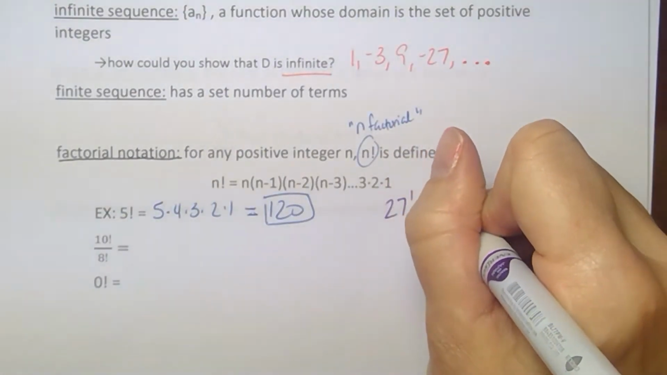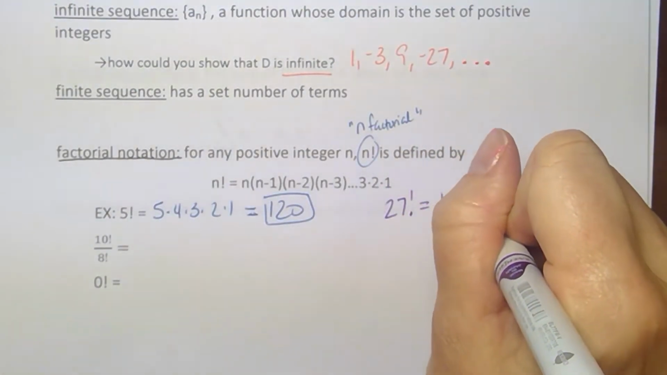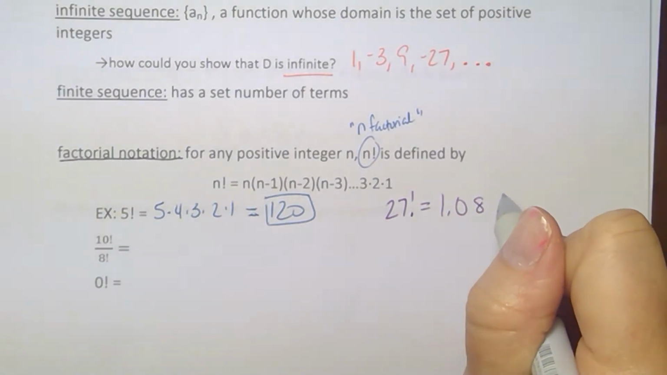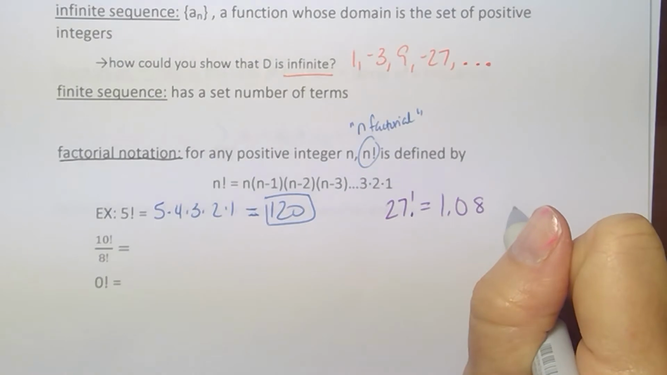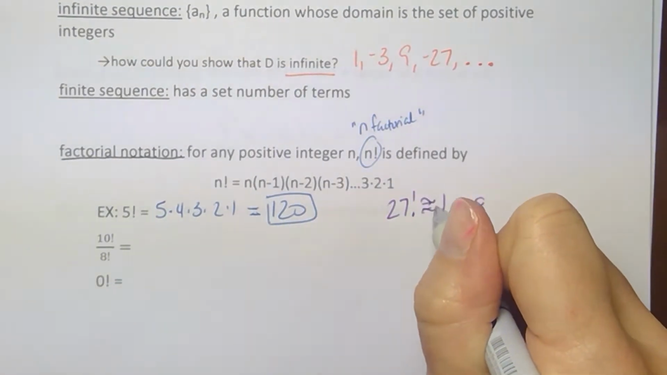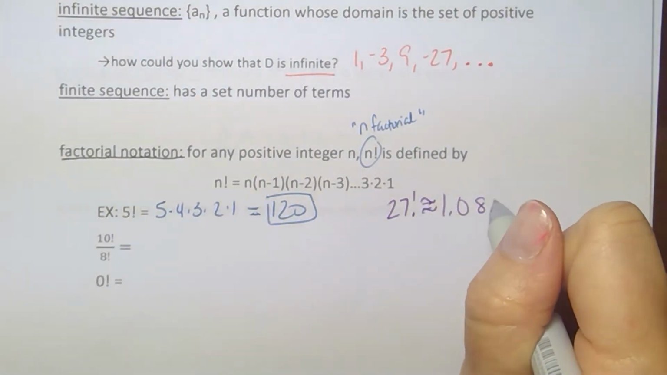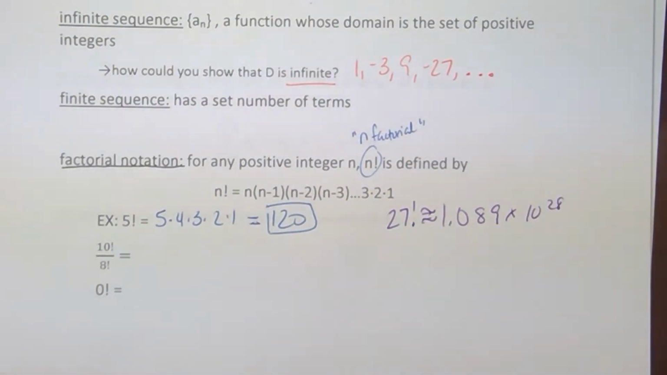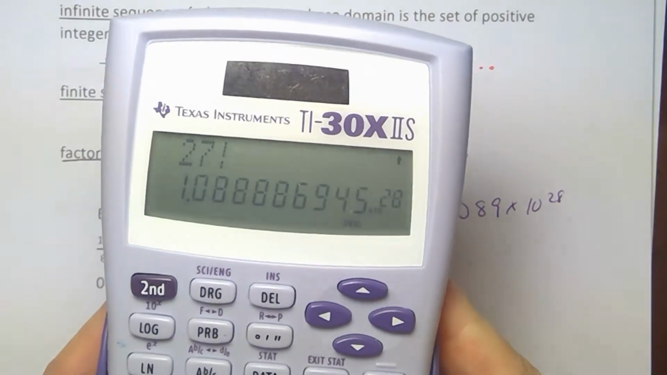Let's go ahead and we'll record it as 1.08, and then what's the best way to do? Well, I'm not going to write all that down. Let's approximate it: 1.089 times 10 to the 28th power. That's an approximation of 27 factorial.